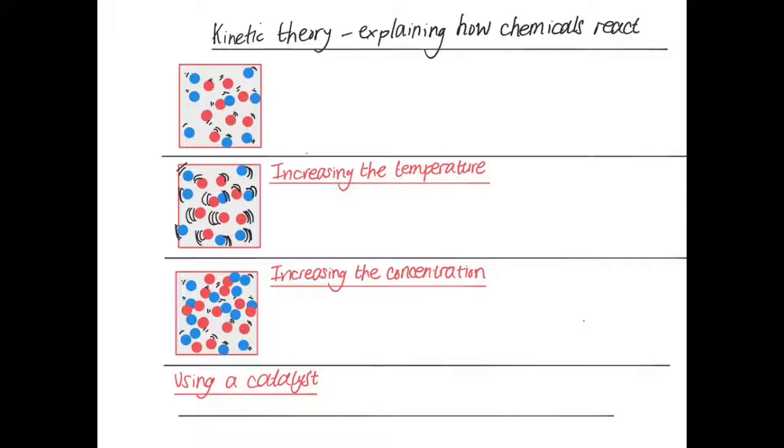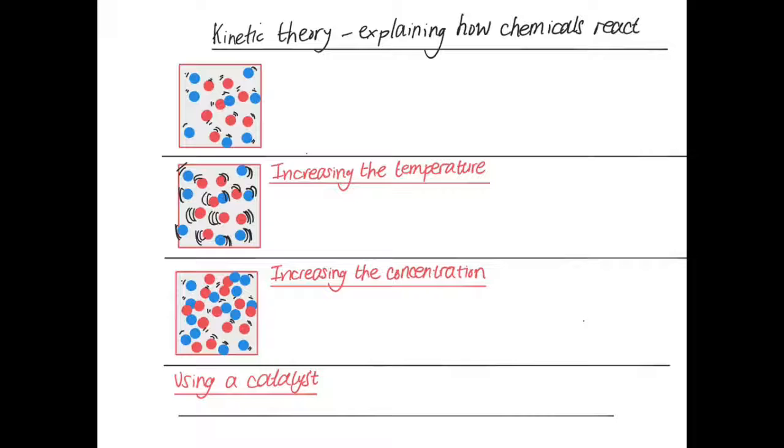So a chemical reaction happens when different atoms or molecules collide with enough energy. If we look at this here, we've got some blue things which are one chemical, and we've got some red things which are another chemical. And atoms and molecules are always moving, and you see this by these black lines. So in this particular box, there's probably going to be only one reaction happening.